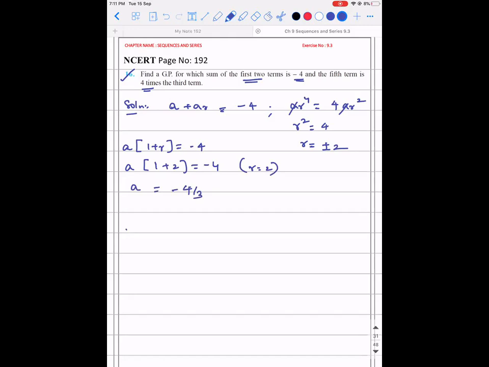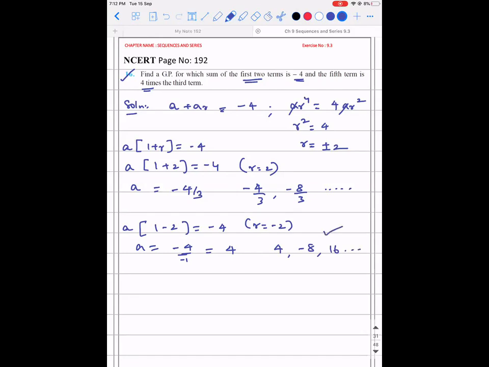Accepted? Similarly, A into 1 minus 2 will be minus 4 when R is taken as minus 2. Then A will be minus 4 by minus 1. So that will be 4. So we need to find a GP for this. So minus 4 by 3, minus 8 by 3, so on. The second one will be 4, minus 8, 16, so on. So this will be the required GP.